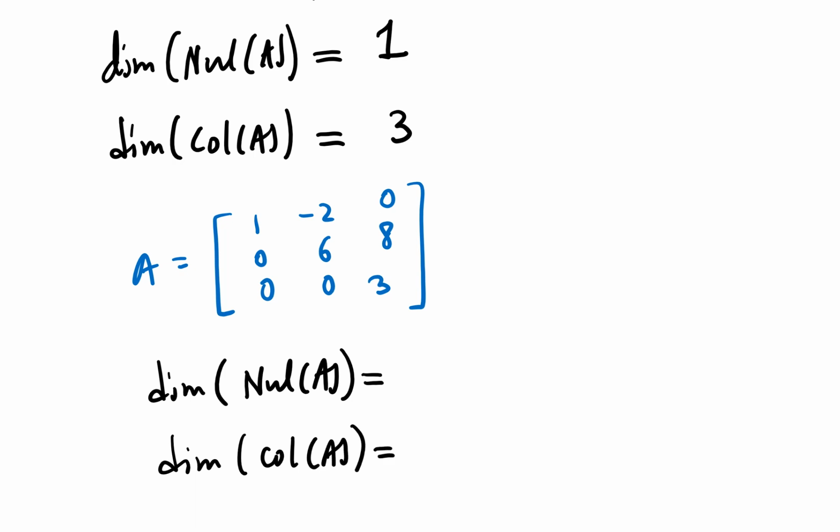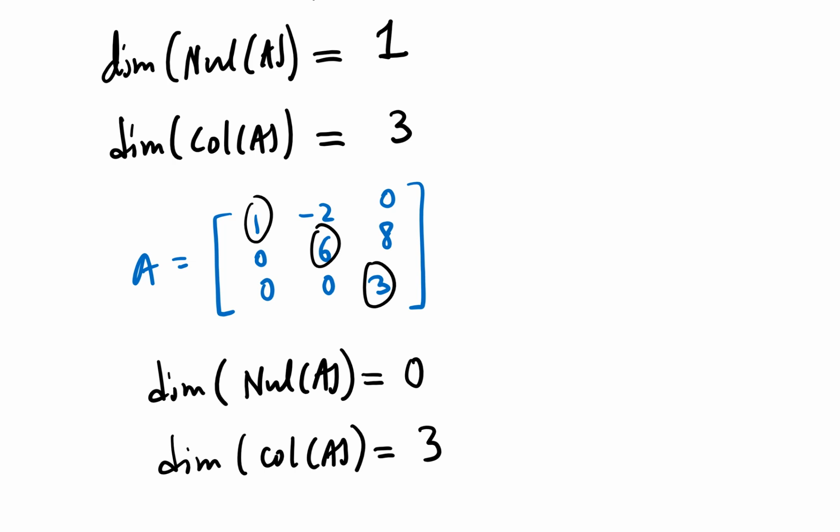So here, how many pivot columns do we have? We have 1, 2, 3 pivots. So 3 pivot columns. This means the dimension of the column space is 3. And I don't see any free variables, right? No free variables. Each column had a pivot. So the dimension of the null space of A is simply 0.